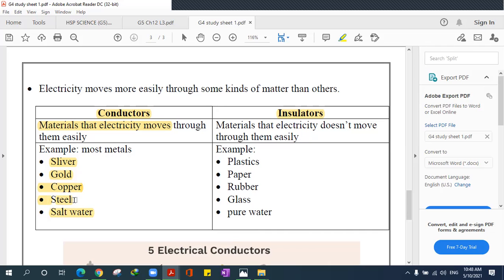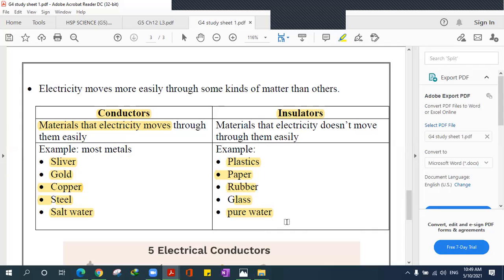But insulators are the opposite. They do not let electricity move through them easily. And still, they are important because we can use them in order to protect ourselves from electricity. That's why all the wires have this rubber or plastic material covering them in order to protect us from being electrocuted once we touch wires. So insulators are still important. They do not allow electricity to move through them, just like plastic, paper, rubber, glass, pure water, but we need them because they protect us.